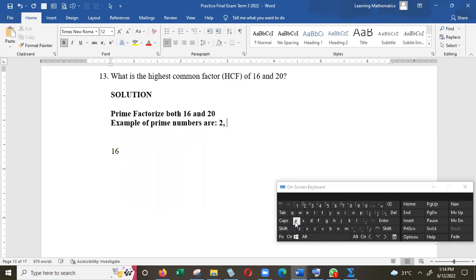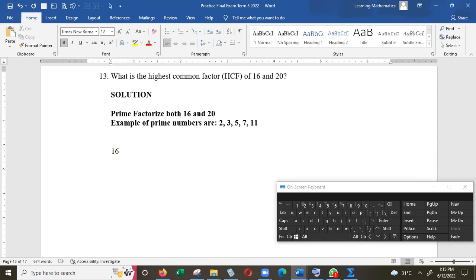1 is not a prime number because 1 has only 1 factor. All prime numbers have exactly 2 factors, 1 and itself. So 3, 5, 7. 2 is the only even prime number. All the other prime numbers are odd. 9 is not a prime number because 9 has more than 2 factors, 1, 3, and 9. 9 has 3 factors. So 9 cannot be prime.